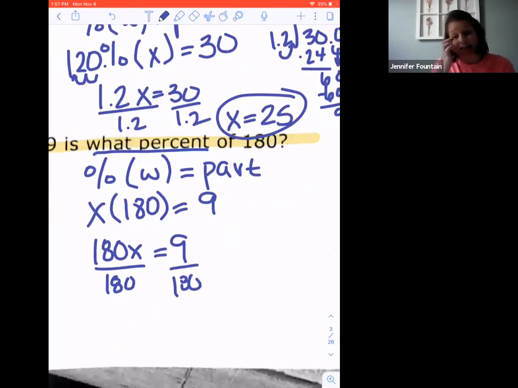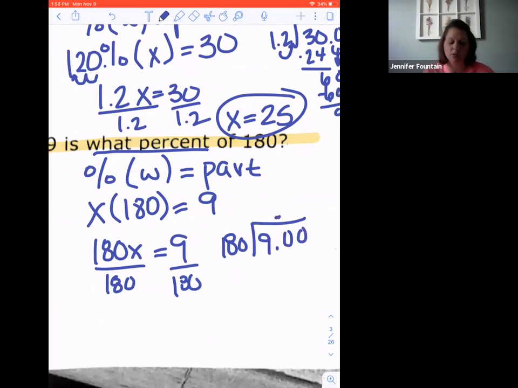So now I have 9 divided by 180. So 180 goes on the outside into 9. Obviously, 180 will not go into 9. So I add a decimal and a 0. 180 will not even go into 90, so I need to add another 0. I do not want to forget my decimal up top. So 180 will go into 90 0 times.